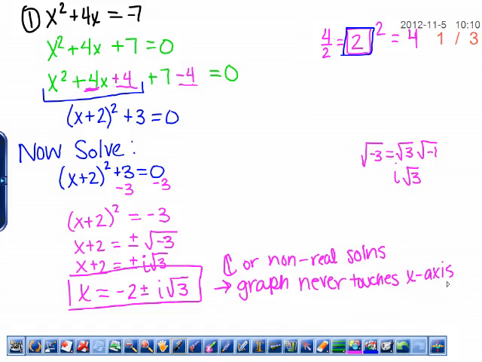How many complex solutions are here? 2. You could split these if you wanted and write it as negative 2 plus i root 3 and negative 2 minus i root 3. You do not have to, though. But if you want to remember that these are 2 distinct solutions, you can go ahead and split it.